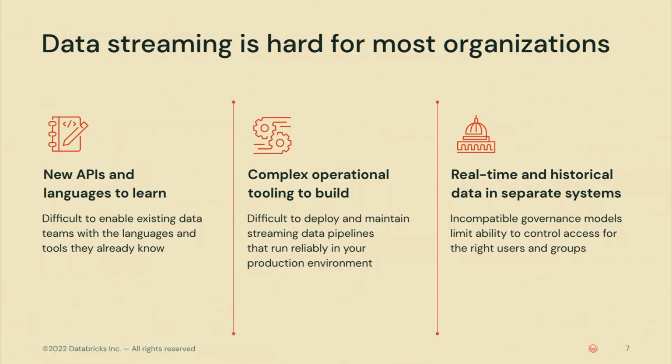And the third reason why data streaming is really hard is that oftentimes real-time data lives in one system and is streamed constantly, whereas historical data lives in a data warehouse in completely different systems, completely separate, that have to be governed, maintained, and access controlled twice. And this is also quite a headache for data engineers or data administrators.